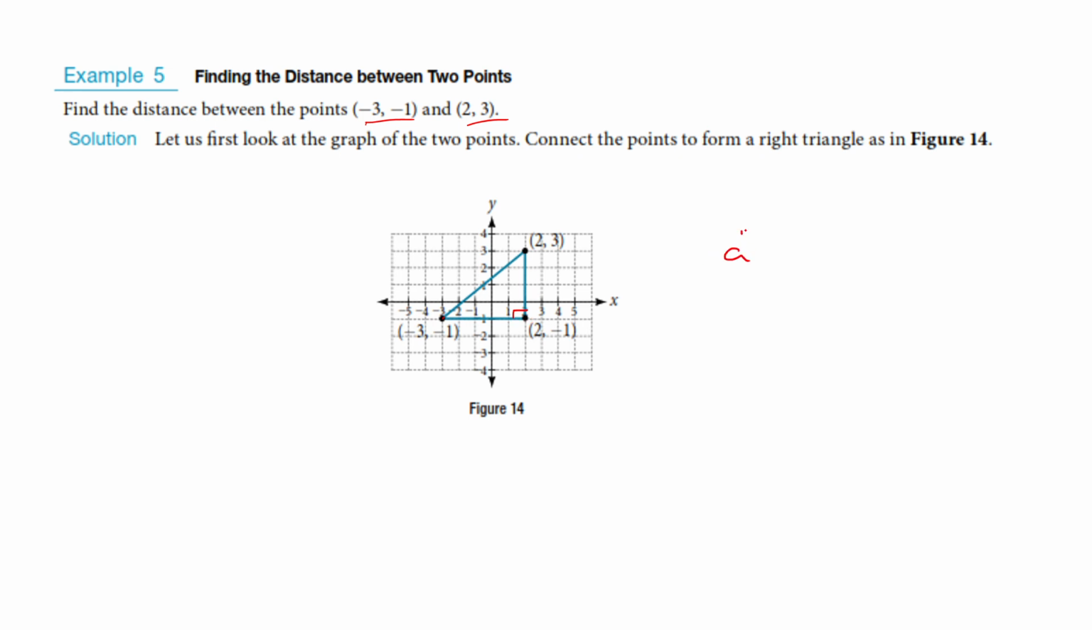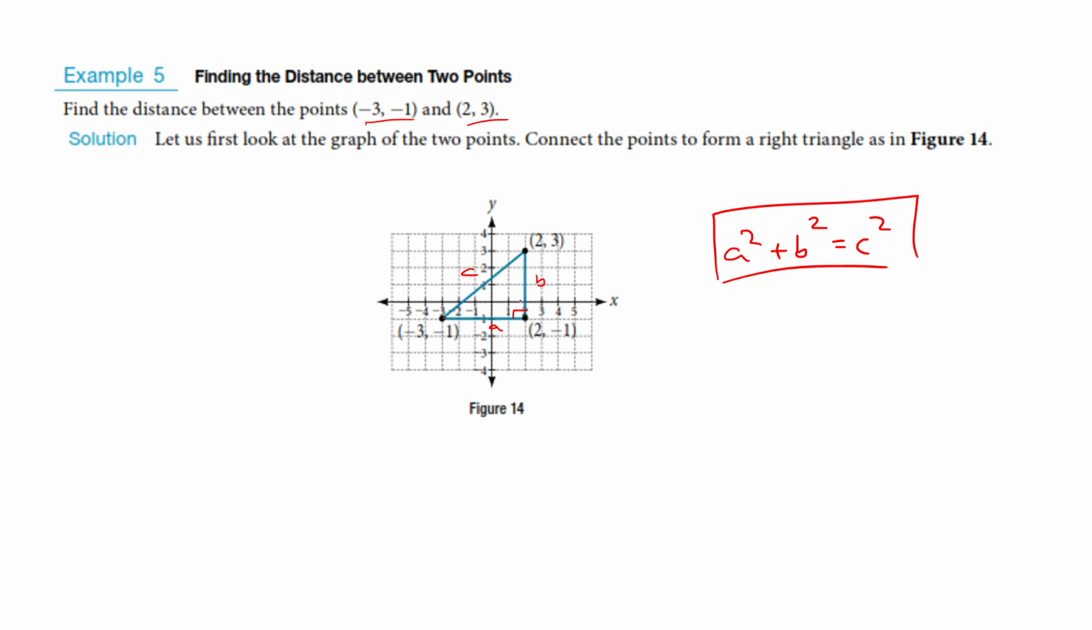Do you remember a squared plus b squared equals c squared? If you have a right triangle, this is the Pythagorean theorem, where a and b are the two sides. It doesn't matter which one is a and b, and c is the hypotenuse. And so the distance formula is just essentially the Pythagorean theorem. That's where it comes from.